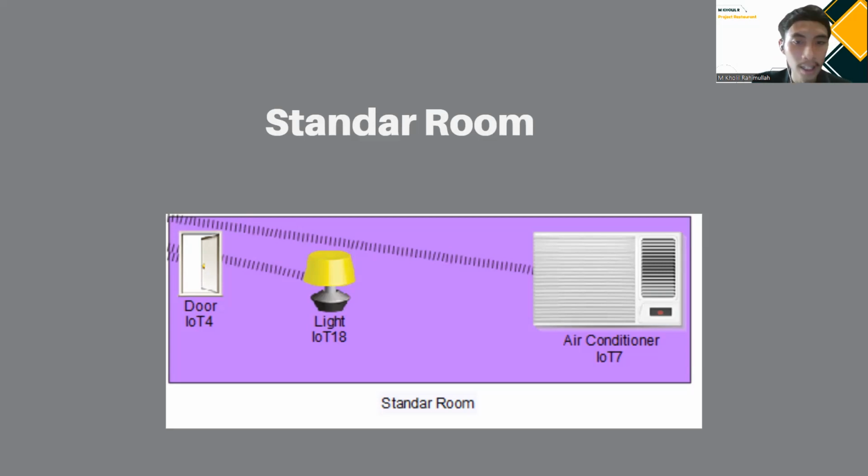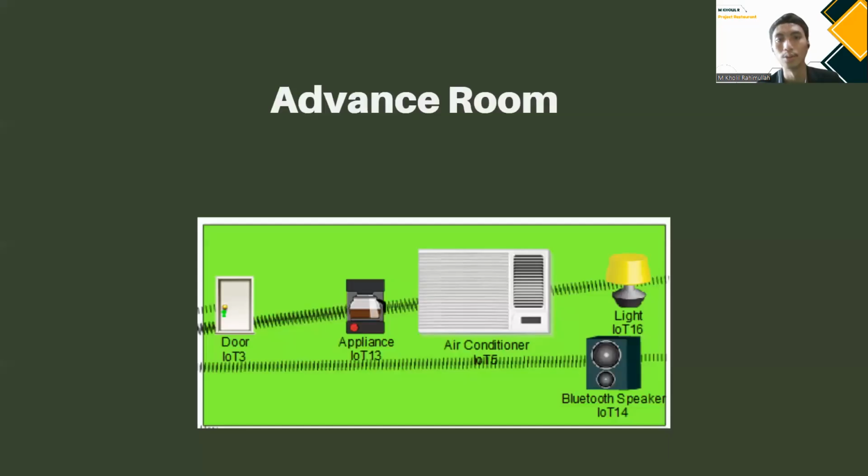So we can see in this picture there are three tools. It's the same as the reservations room, but the door is open here. Door, light, and air conditioner. These three things are connected to the internet also.